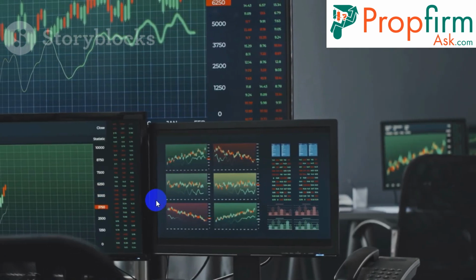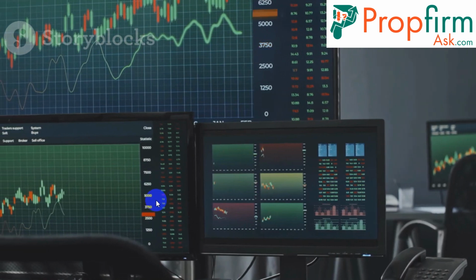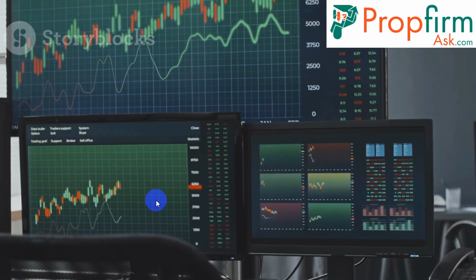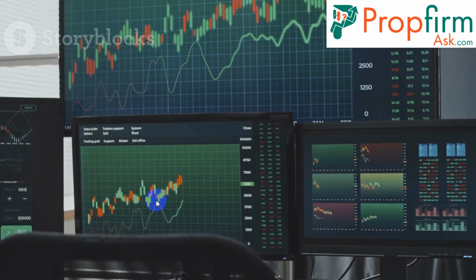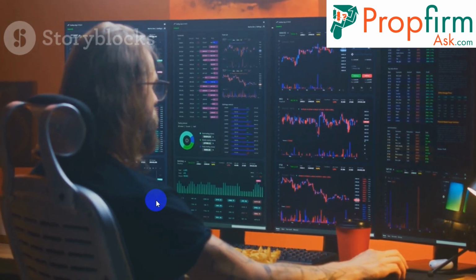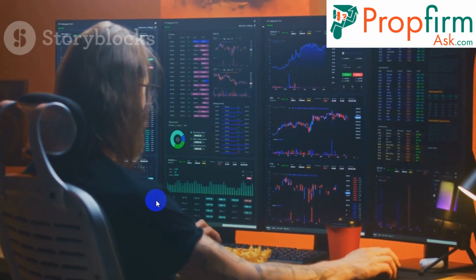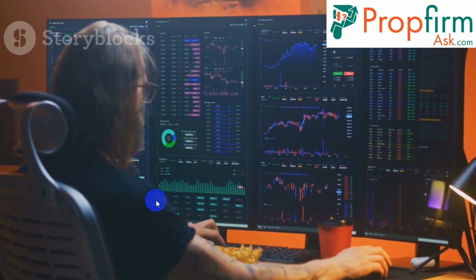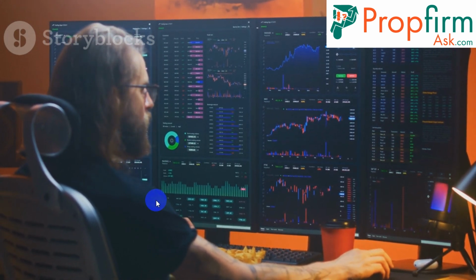In this chapter we will dive deeper into the MACD indicator, exploring its historical significance and how it has evolved over time. We'll uncover the origins of the moving average convergence divergence, or MACD, and how it has become a staple in the toolkit of traders worldwide.